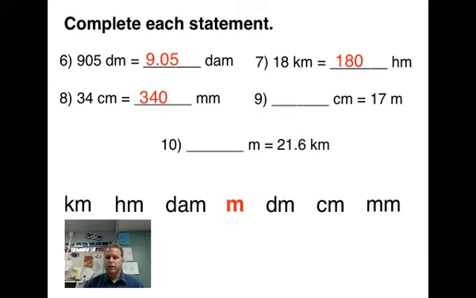Number 9, I'm at centimeters. I'm going to meters, that's 2 to the left. Centimeters, oh, I'm sorry, I went backwards on that. I did that wrong. I have 17 meters. I'm going to centimeters, so that's 2 to the right. That's 1700. Got confused because they put the blank first. So let's be careful on number 10. I have 21.6 kilometers. I'm going to meters, so I'm going 3 to the right. So that looks like it should be about 21,600. Yep.